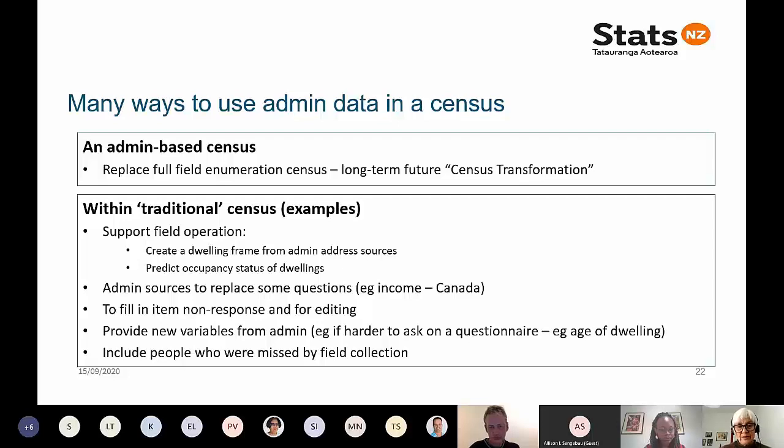For example, Canada no longer asks a question about income. They obtain their income information from tax. You can fill in missing responses from your census questionnaires or use administrative data for editing responses. You can sometimes have new variables from administrative data, for example, if they might be quite hard to ask on a questionnaire. And in New Zealand, we've been looking at age of dwelling as an example of that. And you can include people who are missed by field collection in the census, which has not been done much.